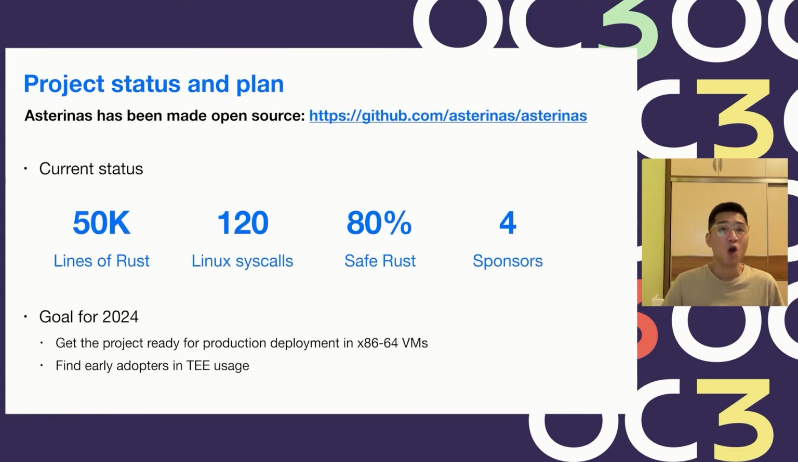Asterinas has been open sourced. We have implemented enough system calls and drivers to run some really interesting and unmodified Linux applications. The project is not ready for production usage yet, but we'll get there this year. At least that is the plan. And since Asterinas is a perfect fit as a TEE OS, we're really optimistic about getting early adoption from the field of confidential computing.